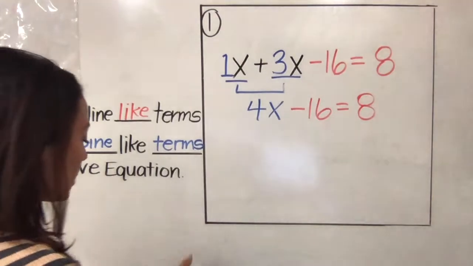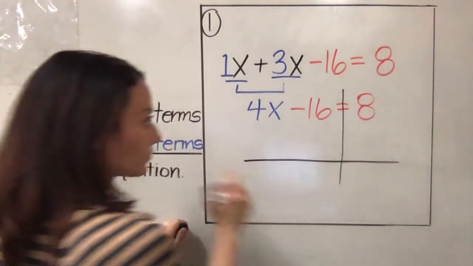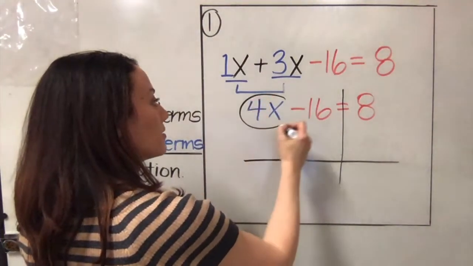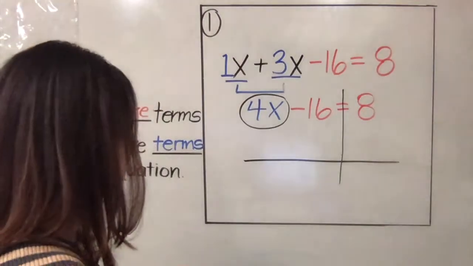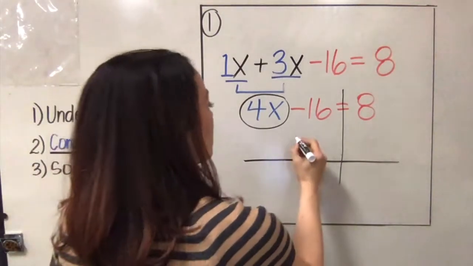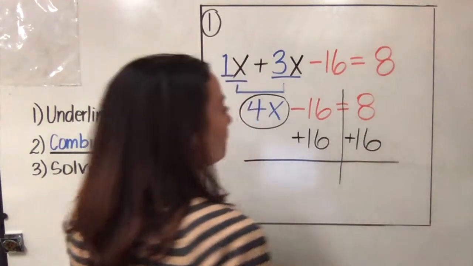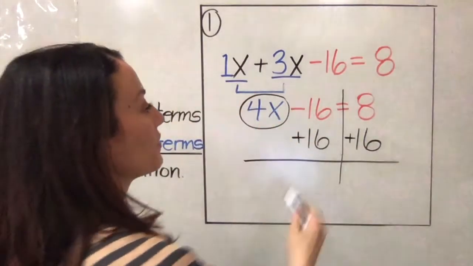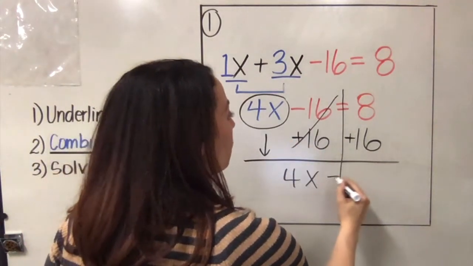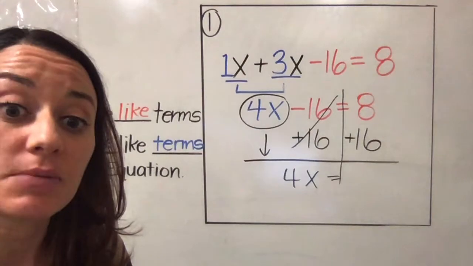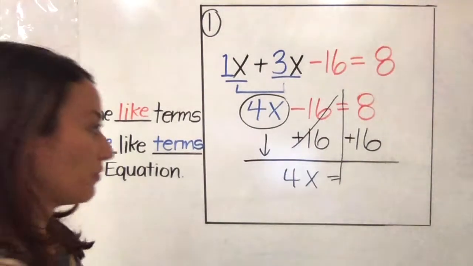So to solve this equation, first make a t. Awesome. Circle 4x, and then ask yourself, what is the opposite of negative 16? It's positive 16. A negative 16 and a positive 16 make 0. Bring down the 4x. And what do you think 16 plus 8 is? 16 plus 8 is 24. Very good.